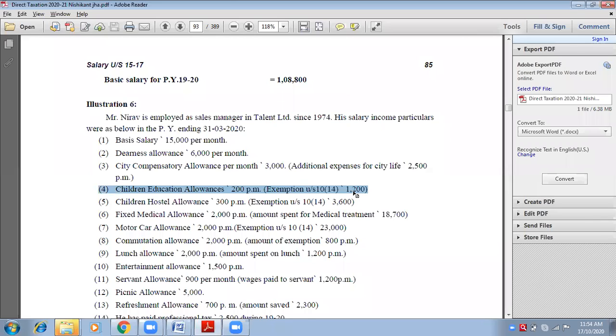This 1200, if it is not given in the question paper, I am telling you how to calculate. That's what I'm telling you. Okay, I hope you guys are writing whatever I'm saying. Please write the way I'm telling you to write.